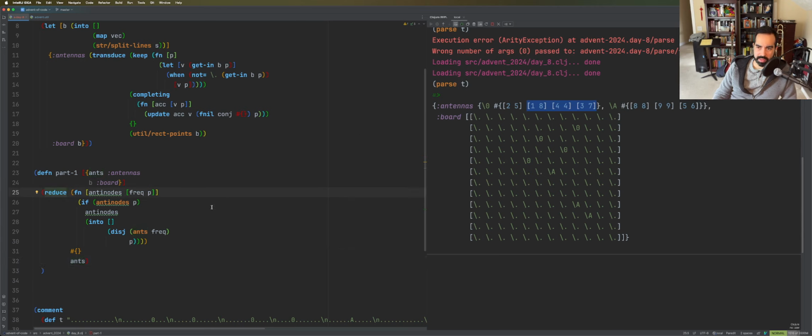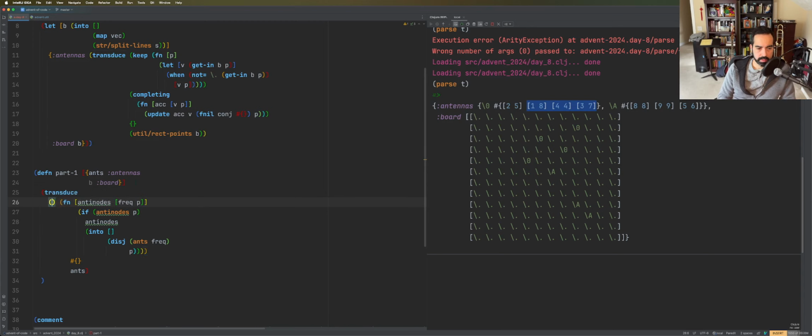We want to kind of map cat. Transduce. Completing map cat. This will be the char. Wait, no, the frequency and the points. Right, and we want to go over all of the freak points individually, right? So map over the points. This is a slick way to do this, right?